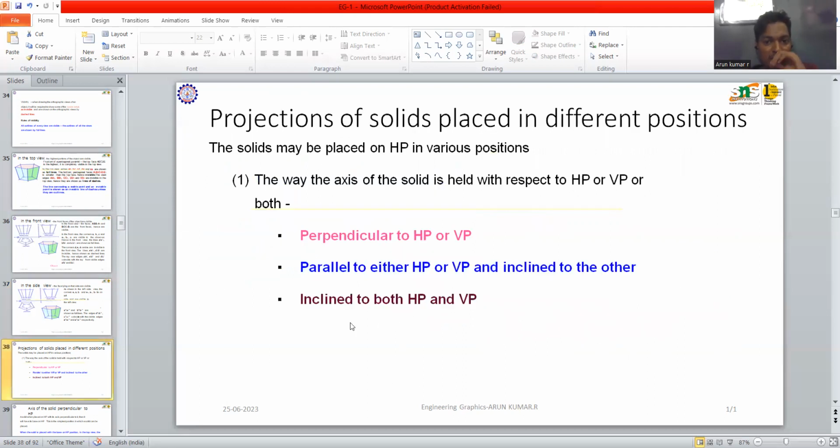Now, the projection of solids placed in different positions. Solids may be placed on the HP in various positions. The first is the way the axis of the solid is held with respect to HP or VP or both: perpendicular to HP or VP, parallel to either HP or VP and inclined to the other, or inclined to both HP and VP.